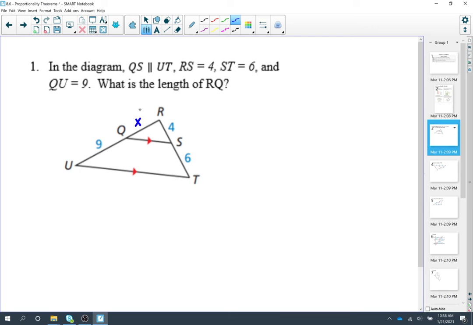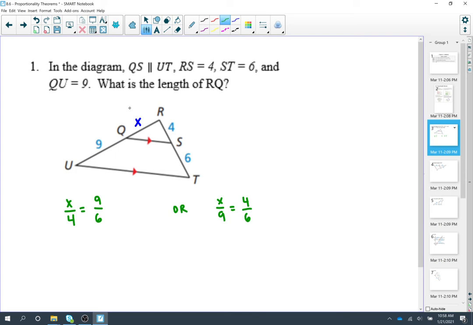Now, given that we know these lines are parallel, we know that these sides have been cut proportionally in our triangle. So there's actually a couple ways we can set this up. The first proportion you could use is you could say X over 4 is proportional to 9 over 6. Or I've seen a lot of students do, well, X over 9 is proportional to 4 over 6.